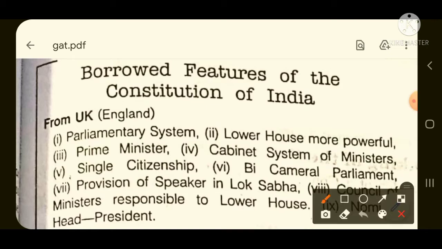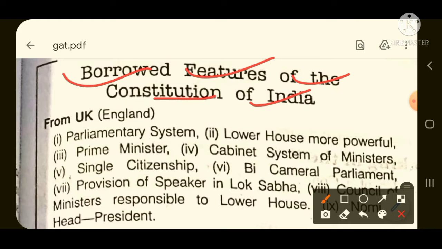In this we are going to study borrowed features of the Constitution of India. In our Constitution of India we have a lot of features like single citizenship, parliament, the post of the president, then Supreme Court. There are different features of our Indian Constitution, and there are so many articles, so many schedules and even parts. So we will study the features of the Indian Constitution which we have borrowed from different countries.